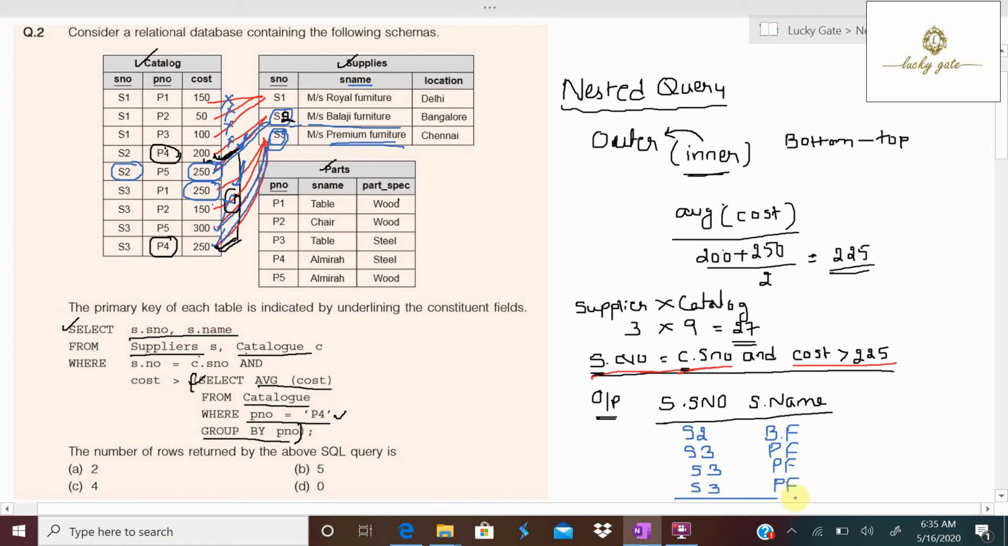Okay, so as a result of this query, how many rows is it returning? 4 rows in the output. So the answer of this query is option C.